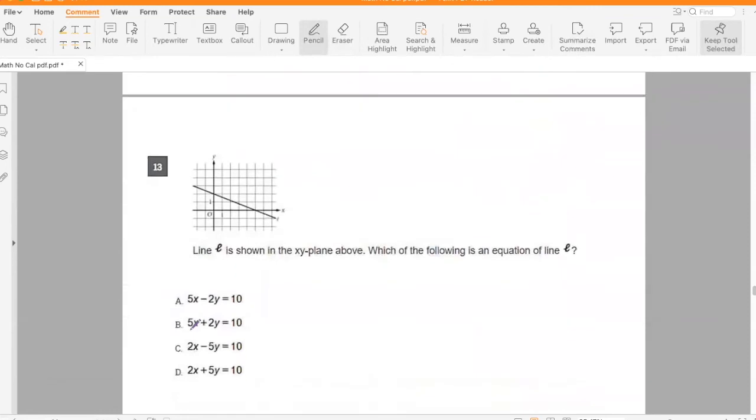Line L is shown in the XY plane above. What is the equation of line L? Okay, so the y-intercept is 2 and the x-intercept is 5. So then x by 5 plus y by 2 should be 1. So 2x plus 5y should be 10. So 2x plus 5y is 10, option D.